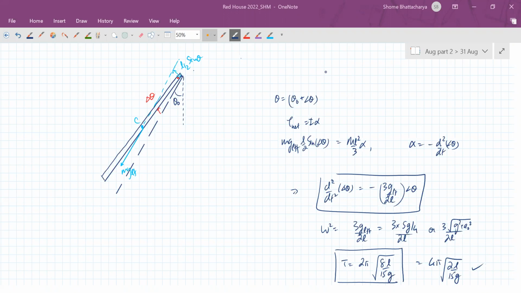So this is one important variation for pendulum based problems, which basically checks all your concepts of mechanics more than anything else. Moment of inertia, center of mass, pseudo force, all these concepts together get tested out.